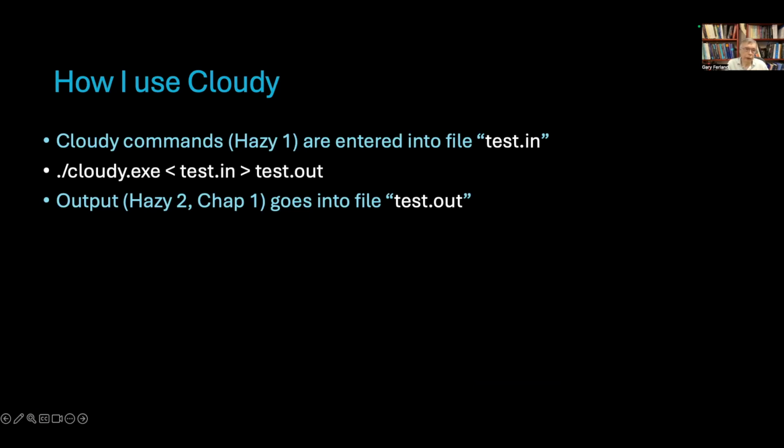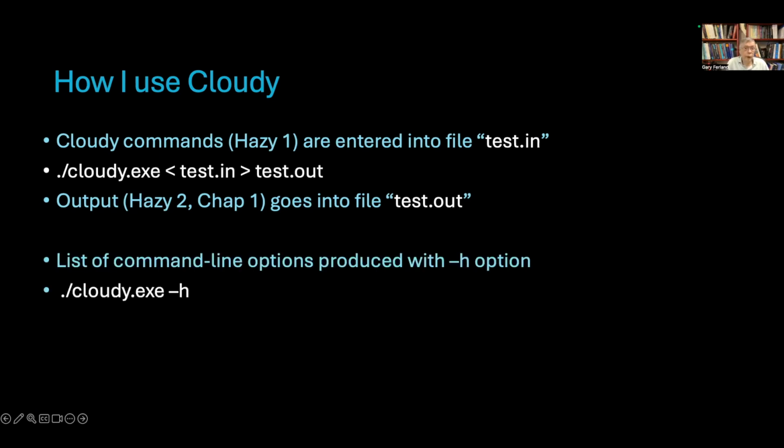And then we're going to run Cloudy from the command line as shown here with ./cloudy.exe. Cloudy reads from standard input and writes to standard output. So in Unix speak, we'll do cloudy.exe < test.in > test.out. What this means is we ingest the commands in test.in and spill out our calculations into test.out. The output goes into test.out and is described in Hazy 2, Chapter 1. This is one way to do it, and it's a clumsy way, and it's only done while building Cloudy to make sure things are okay.